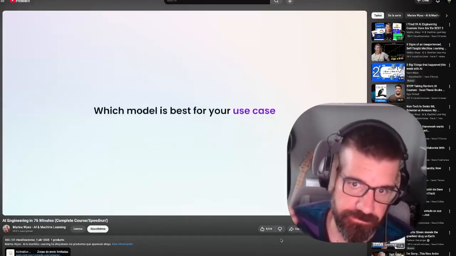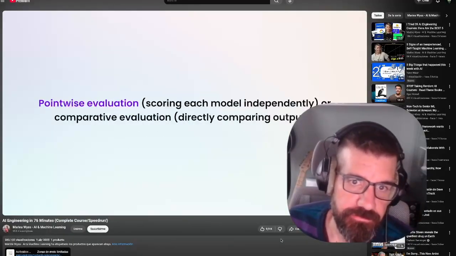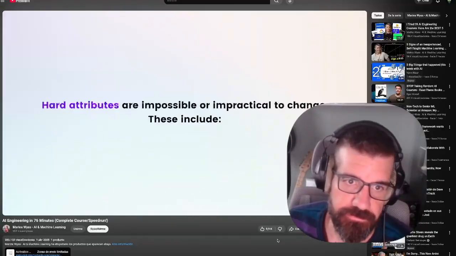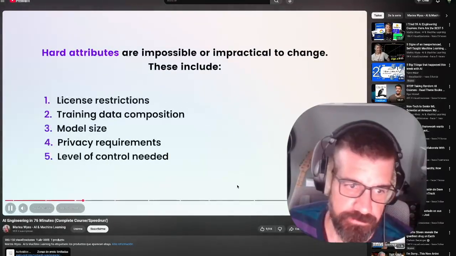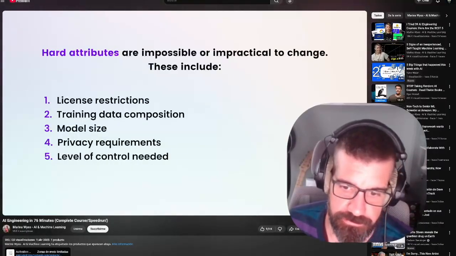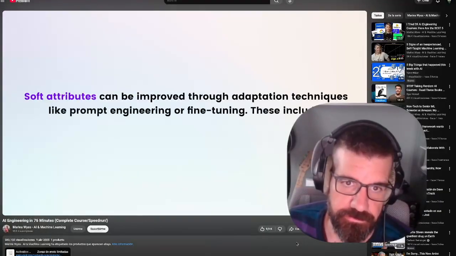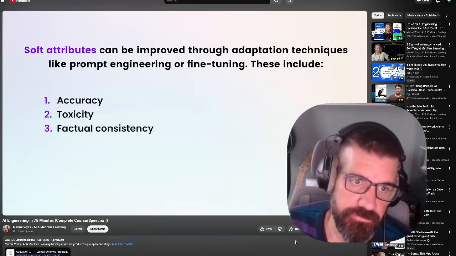Sometimes, rather than evaluating absolute quality, you just need to determine which model is best for your use case. This can be done through point-wise evaluation, where you score each model independently, or comparative evaluation, where you directly compare output. When evaluating models, you also need to differentiate between hard attributes and soft attributes. Hard attributes are impossible or impractical to change. These include license restrictions, training data composition, model size, privacy requirements, and the level of control you need. These are often determined by the model providers or your own internal policies, and they can significantly limit your pool of options. Soft attributes, on the other hand, can be improved through adaptation techniques like prompt engineering or fine-tuning.